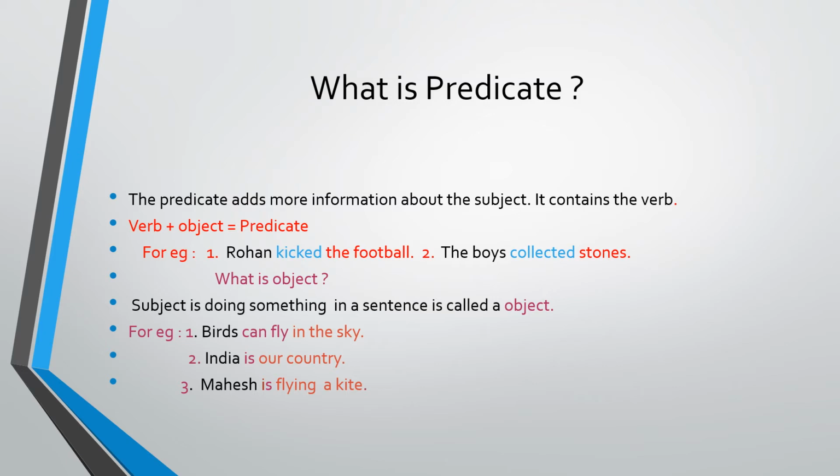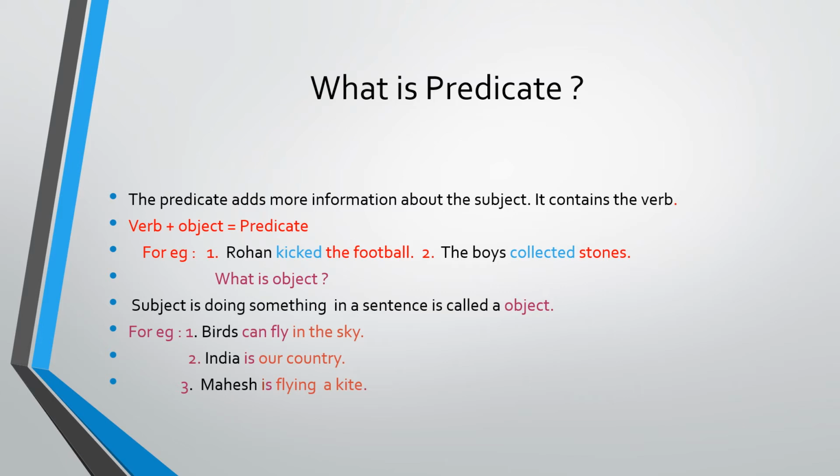Understood everyone? India is our country. India is a subject, noun or pronoun. Is is a verb. Our country is an object. What is India? Our country. You can ask there what. So India is something, the subject. India is our country. So our country is the object. So verb plus object becomes a predicate. Mahesh is flying a kite. Mahesh is a subject. Is flying, verb. Mahesh is flying. What flying? Kite. Kite is an object of that subject. So verb plus object becomes a predicate.